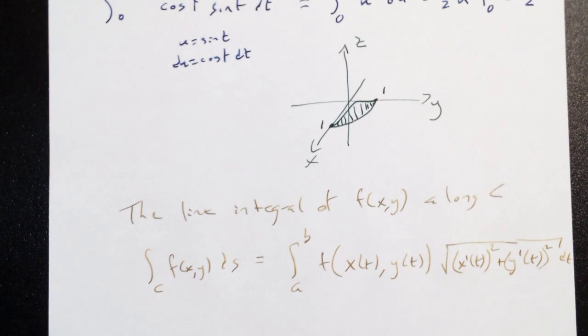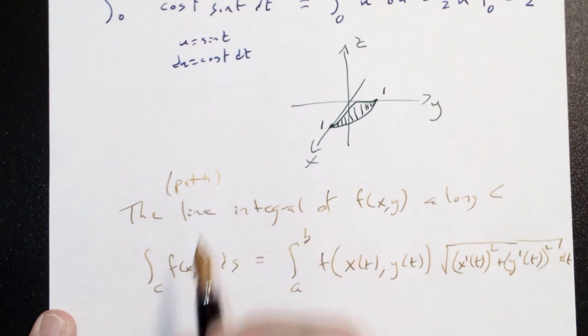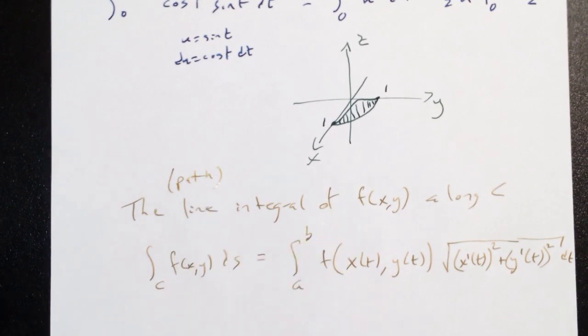The path integral or line integral of a function along a curve. Instead of writing the integral of f of x, y ds over the curve C, I'm going to write f of x of t, y of t. And then I'm going to put in my arc length piece here. And I'm going to integrate from a to b, where a is the starting point of my curve, and b is the ending point of my curve.